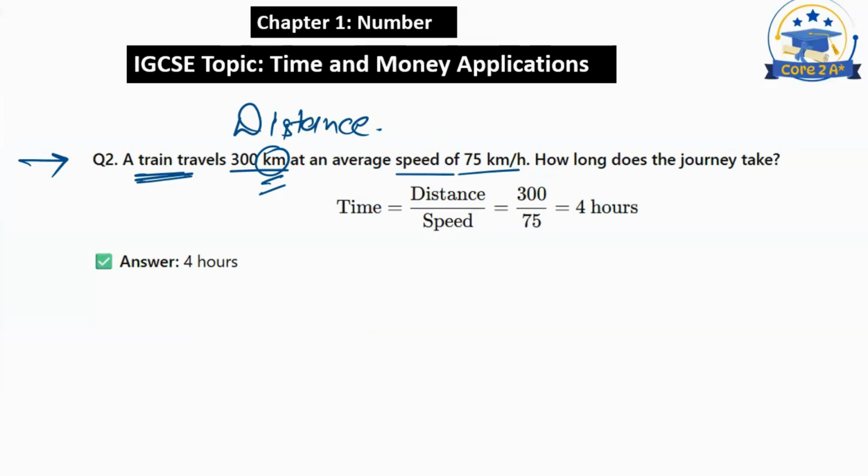And the speed was 75 kilometers per hour. This is the unit for speed. So obviously it is asking about the time. And we know the formula: time equals distance over speed. Just put the values in and get your answer.